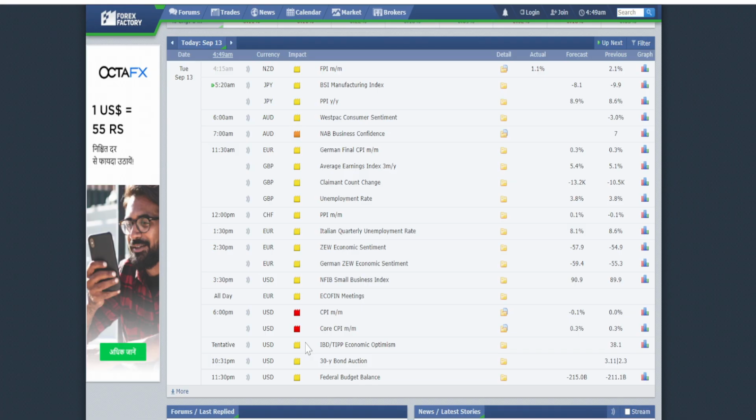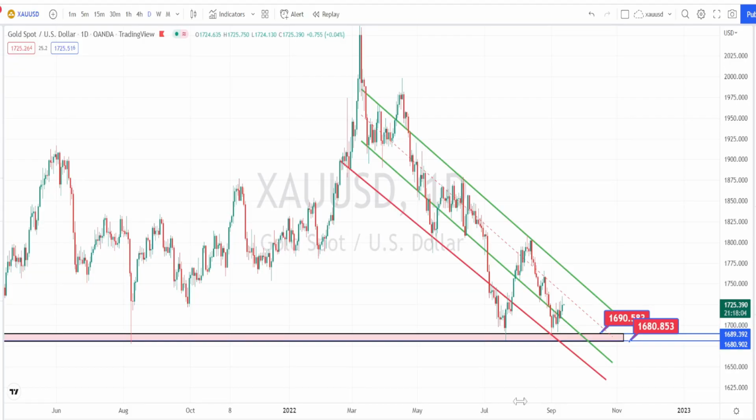Let us begin our gold analysis. I'm in daily time frame now. When we look at the price action in daily time frame, we have noticed a price to trend up to the support level of 1690 to 1680, then to bounce back on the bullish side retracement.